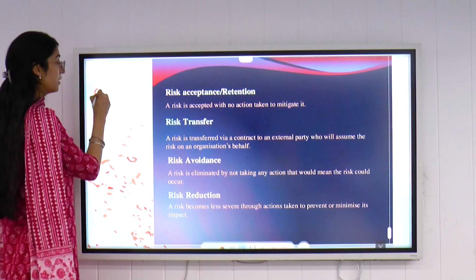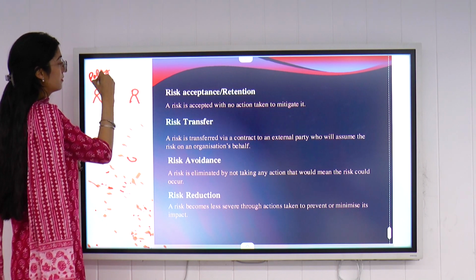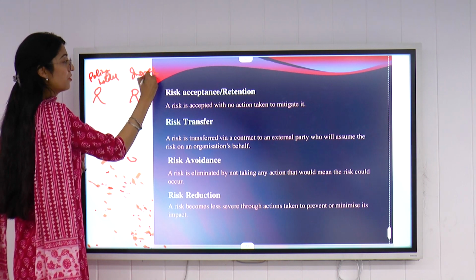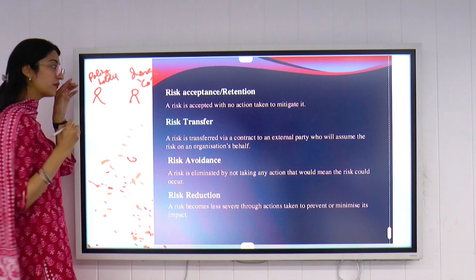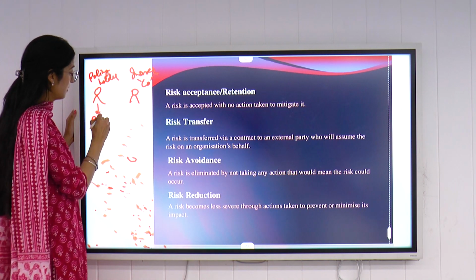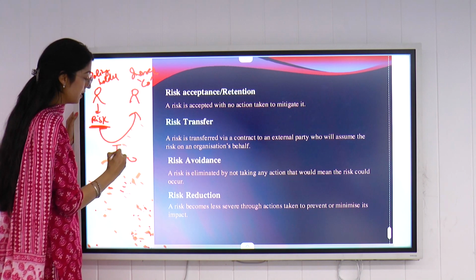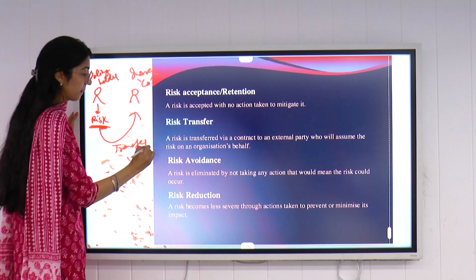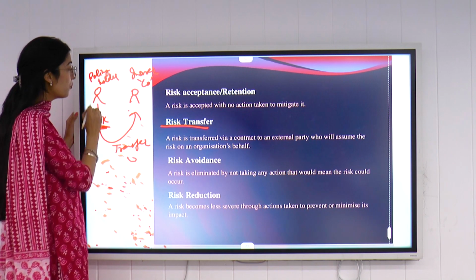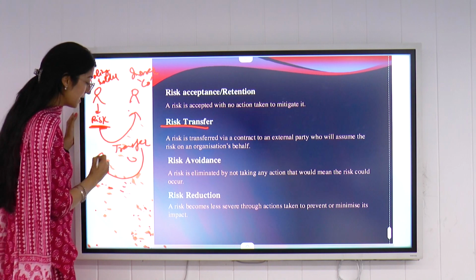Now, we have two parties. One is the policy holder, or we can say insured, and another is the insurer, or we can say the company. Fine. Now, रिस्क किसका है? पॉलिसी होल्डर। रिस्क तो इसका है, बट ये रिस्क इसको क्या कर रहा है? ट्रांसफर। They are basically transferring the risk. यहाँ पे पॉलिसी होल्डर ने अपना रिस्क ट्रांसफर कर दिया किसको? कंपनी को। किस लिए किया है?